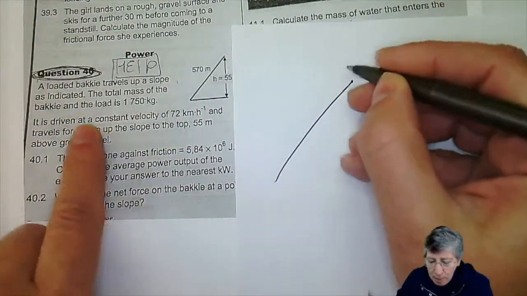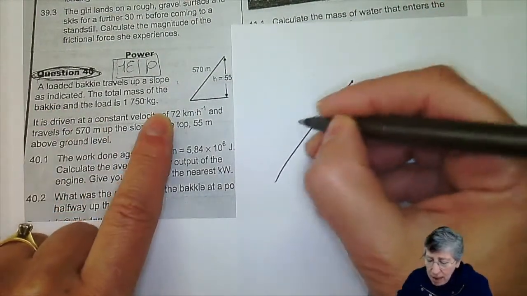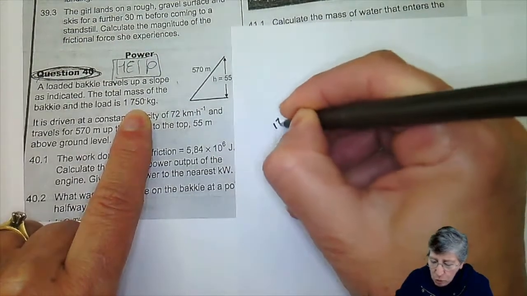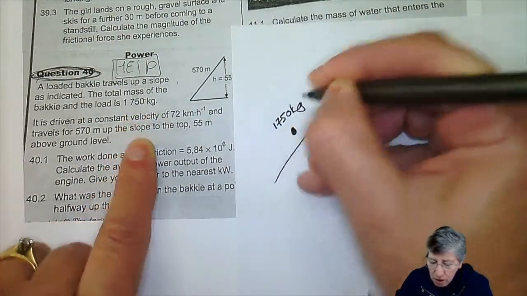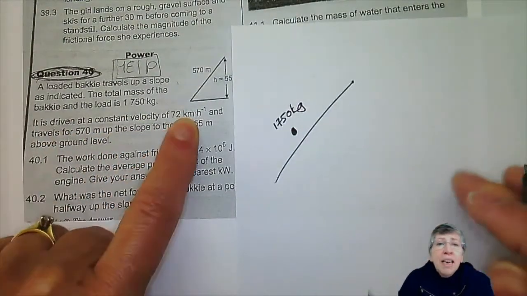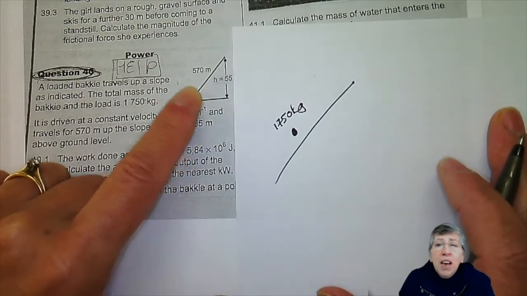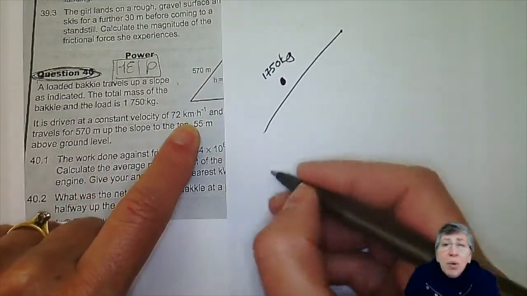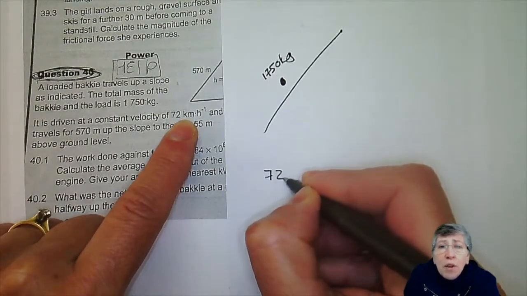It's traveling up a slope as indicated. The total mass of the bucket and the load is 1750 kilograms, right? It's driven at a constant velocity. Now, immediately there's going to be a problem, right? You can't work with anything that is kilometers per hour. So let's just quickly convert that.